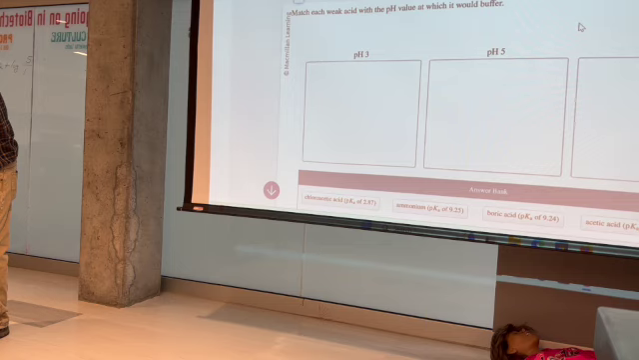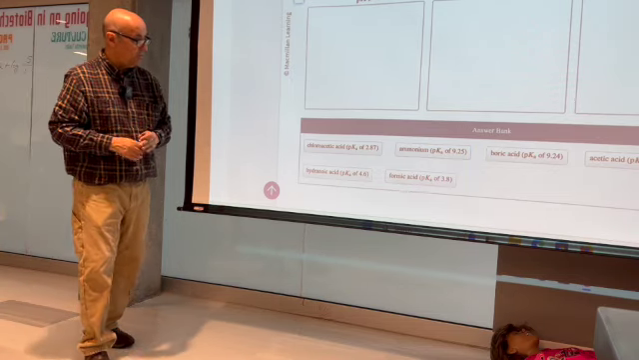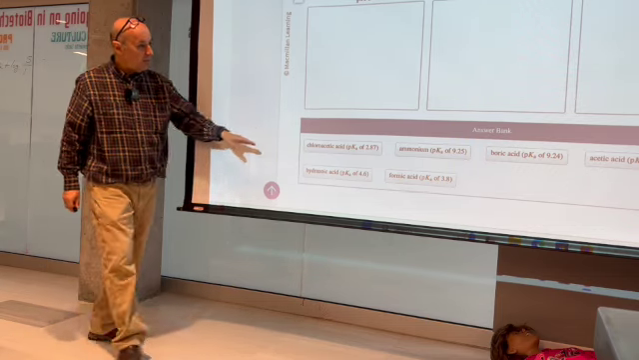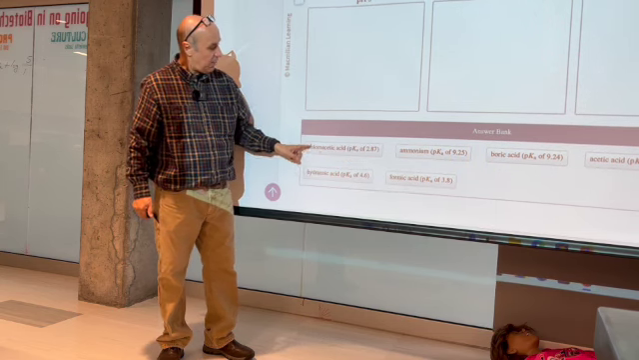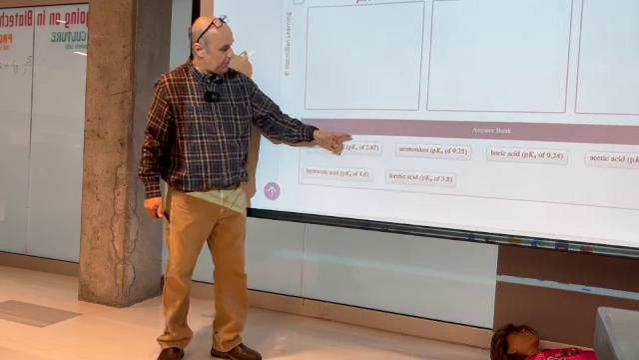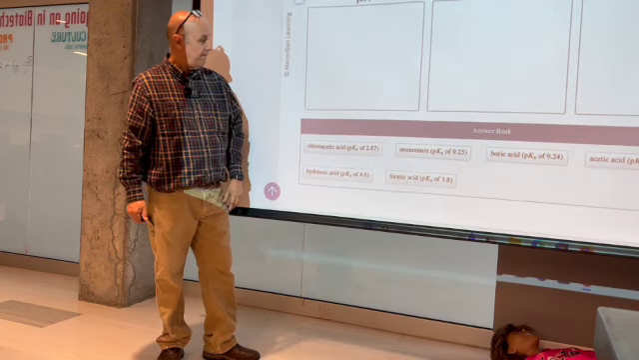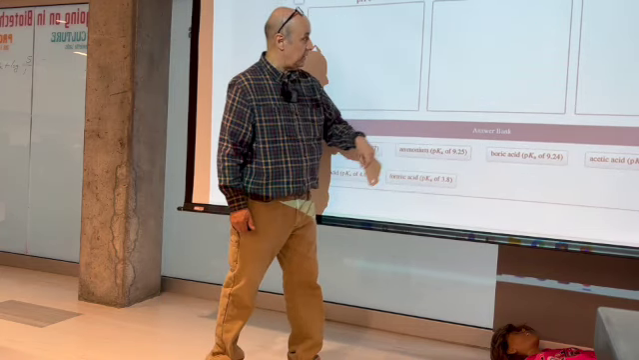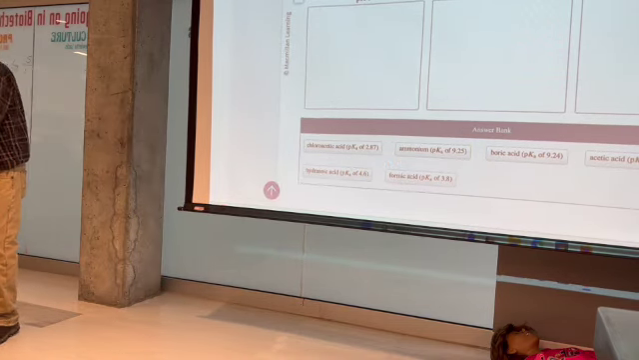Match each weak acid with the pH value at which it would buffer. Okay, so this is going back to the plus or minus 1 pH units or plus or minus 2 pH units. So you look at the pKa, and you figure that this is going to be an okay buffer at a pH of between 3 and 1. This one between 10 and 8, so on and so forth. That's all you had to do. Okay?